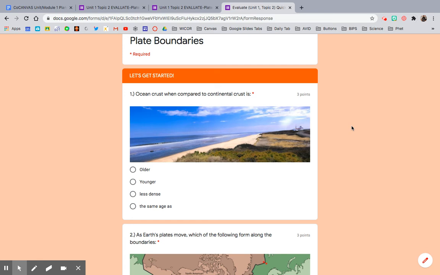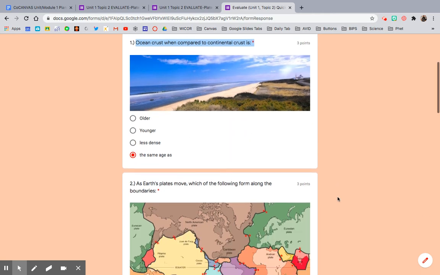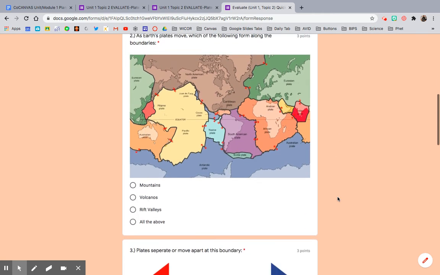Okay, so ocean crust, when compared to continental crust, is what? Is ocean crust older than continental crust? Is it younger than continental crust? Is it less dense than continental crust? Or is ocean crust the same age as continental crust? Remember, I'm just picking the last answer so I can move forward.